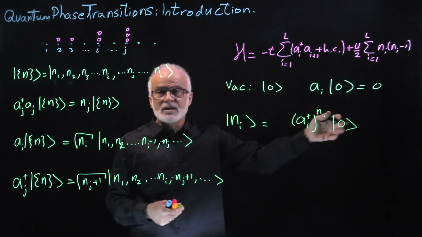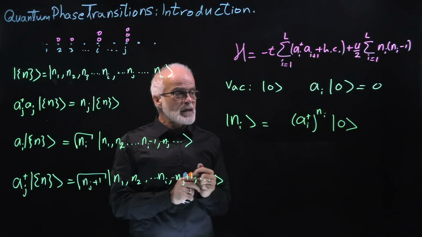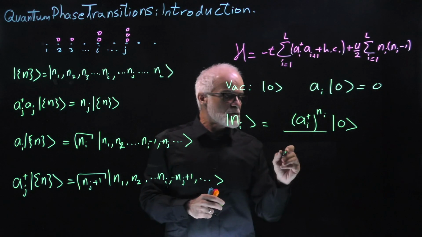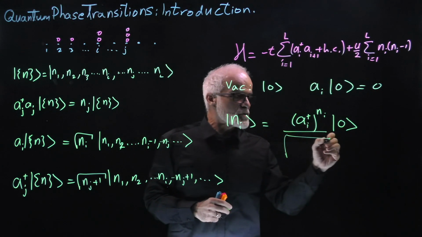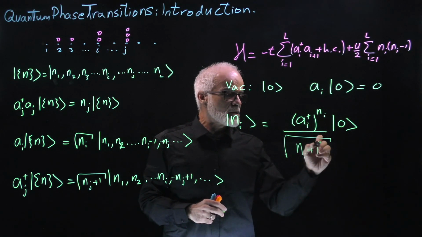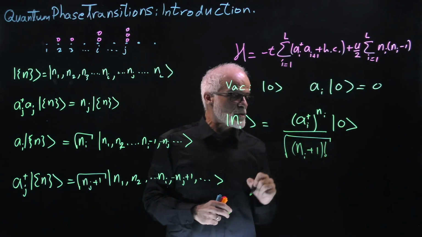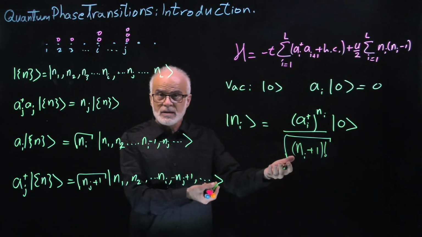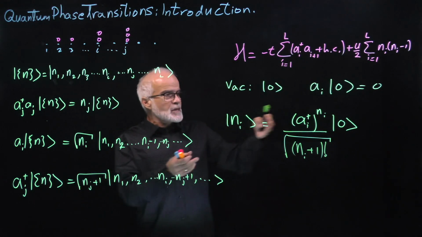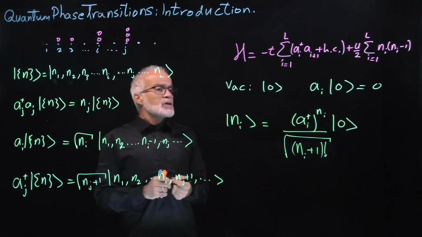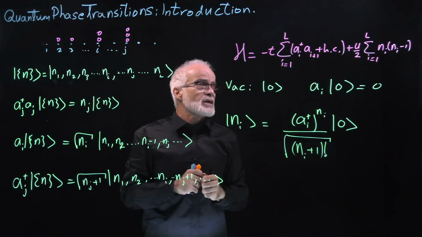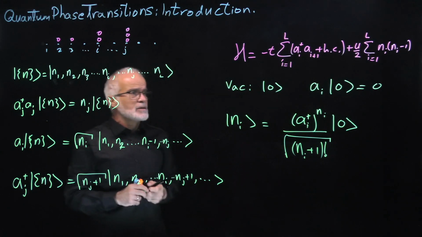Every time it acts, it creates a particle. But you should not forget our normalization. Remember these normalization factors here. So this would be divided by the square root of n_i factorial, because every time we create a particle, there is such a normalization term, so it multiplies, it accumulates, and so we get the factorial. So this is the representation which we will use to describe what these particles are doing when the Hamiltonian is acting on this state.